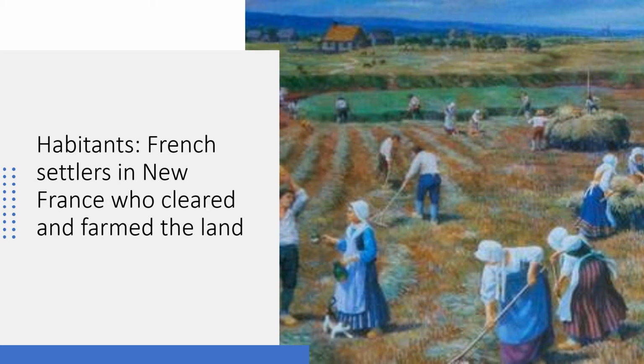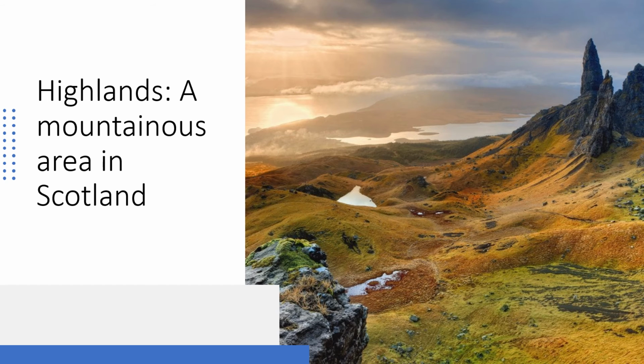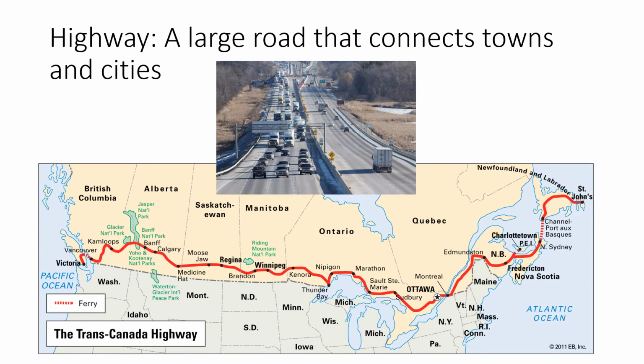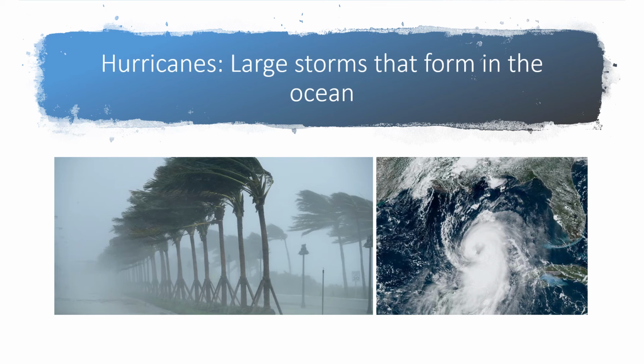Habitants, French settlers in New France who cleared and farmed the lands. Heritage, what has been passed down to you from the past. Highlands, a mountainous area in Scotland. Highway, a large road that connects towns and cities. Homestead, land that is owned by a settler. Hurricanes, large storms that form in the ocean.